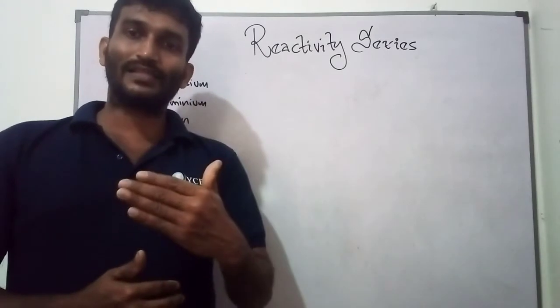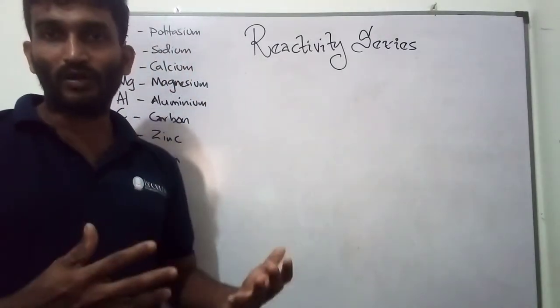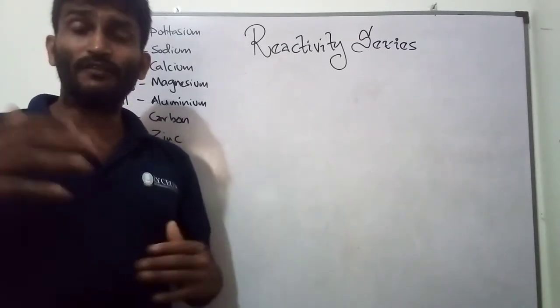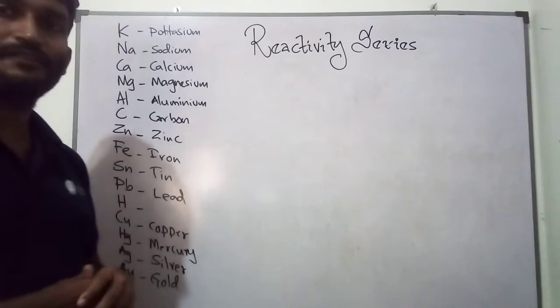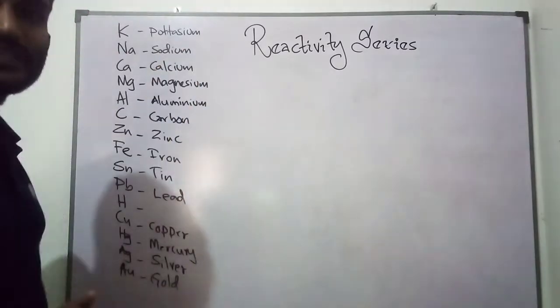In the reactivity series you should know how these metals react differently, with water, with oxygen and with acids. First of all, we'll consider the arrangement of these metals. This is the order of the reactivity series.